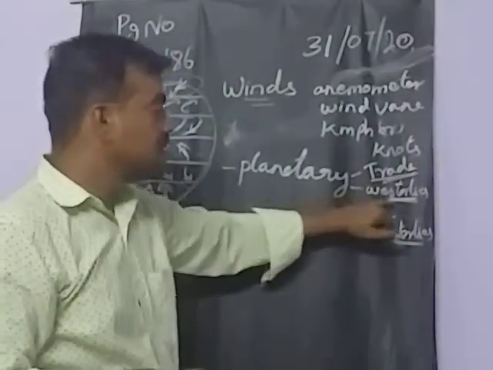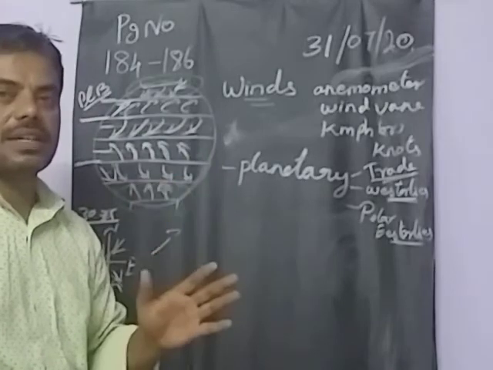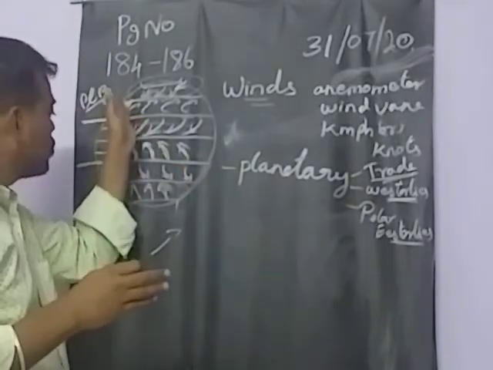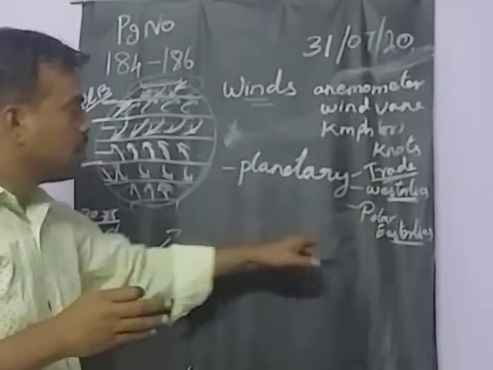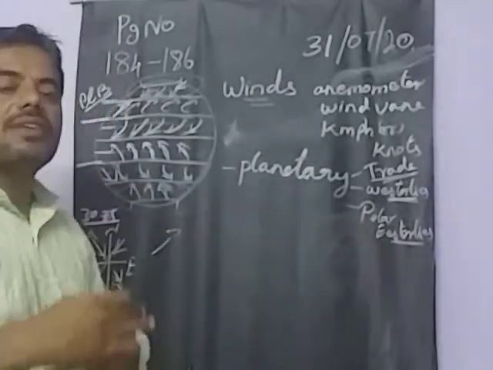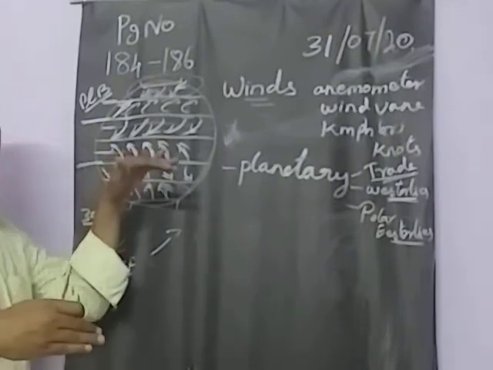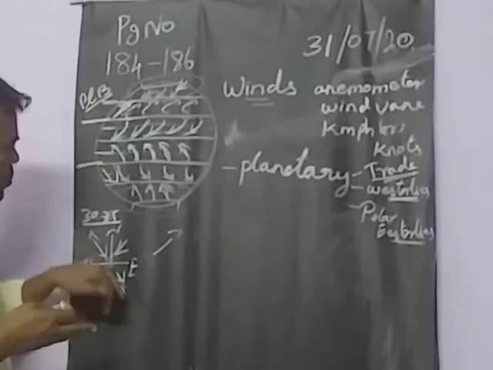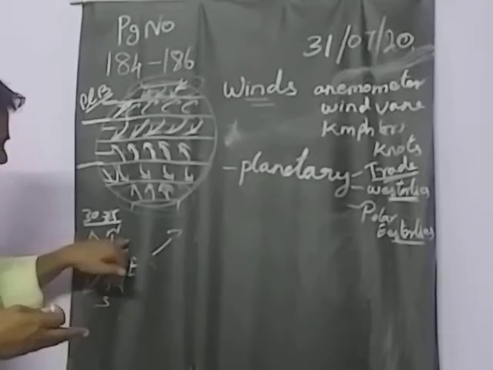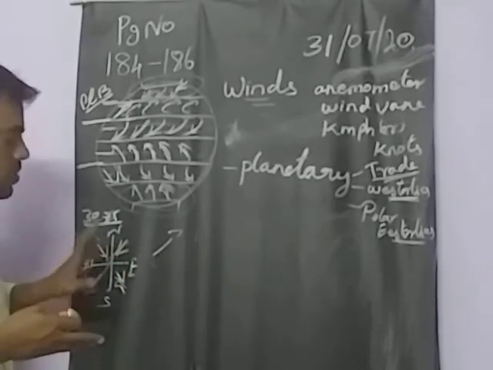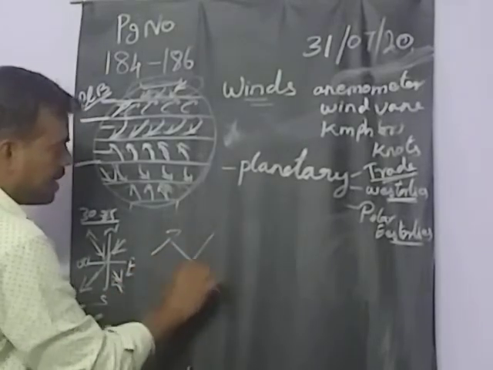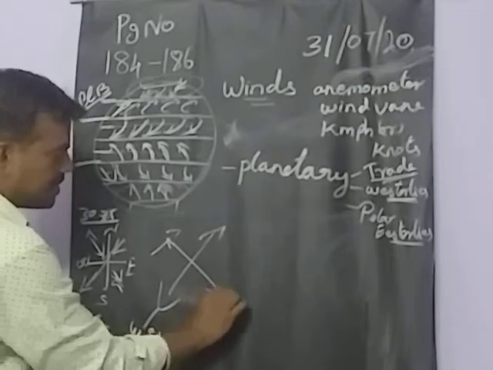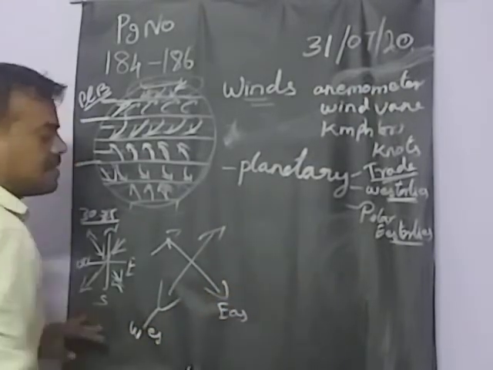Westerlies means the wind will blow from the western direction, so southwest to northeast, from northwest to southeast. But polar easterlies means it will start from southeast to northwest and northeast to southwest. So this is the thing. In this direction it was traveling. So this is westerlies. This is easterlies.